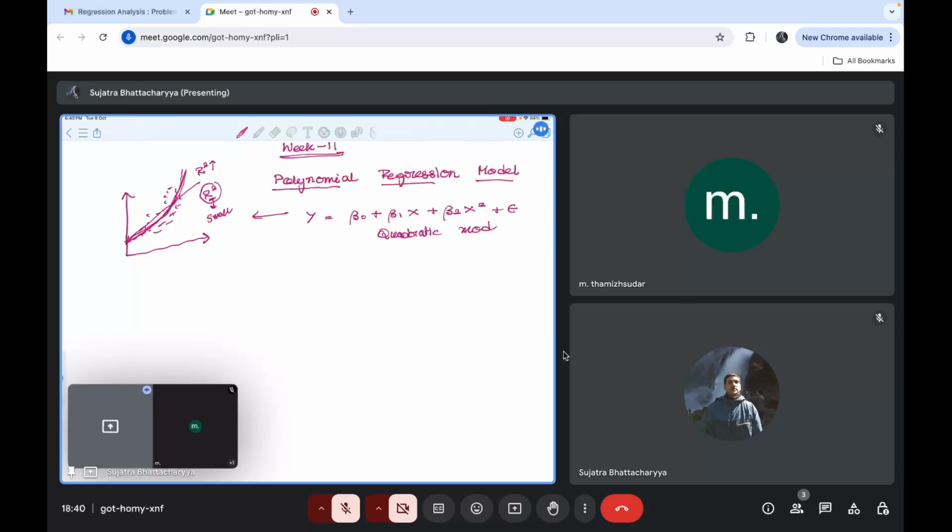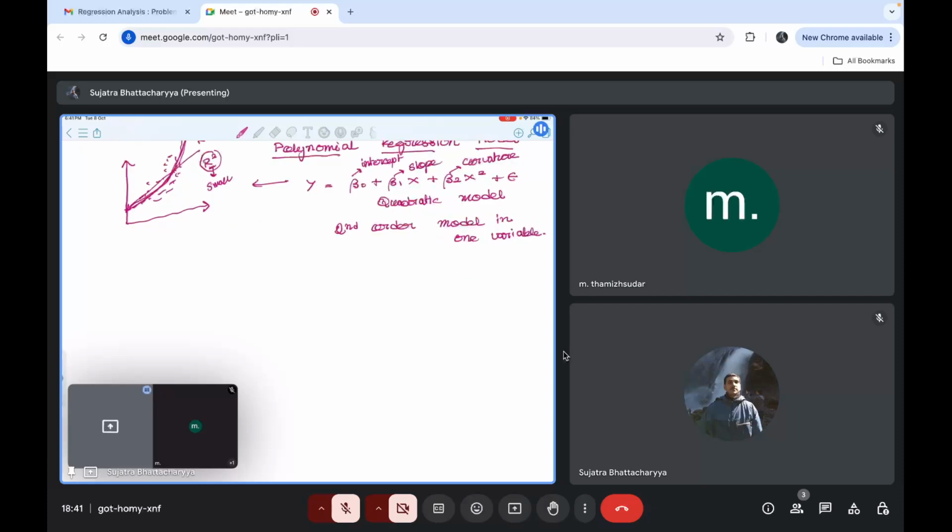The general model I will write. So this is the quadratic model, or you can write second order model in one variable. Just remember, model in one variable. In general, just remember for this quadratic model, beta naught is called the intercept, beta 1 is again the slope, and beta 2 is called the curvature. Okay, just for the second order model.